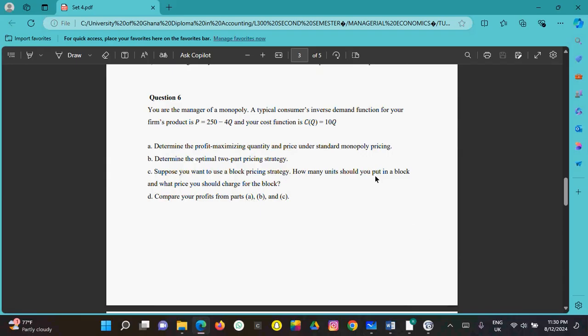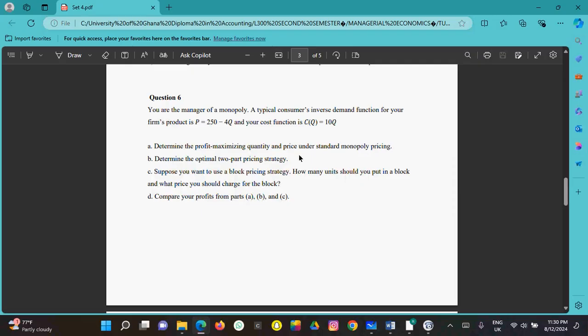All right. So question 6. Here is the pricing strategies. The first part was game theory. Here focuses on the pricing strategies. So you are a manager of a monopoly. A typical consumer inverse demand function for your firm's product is P equal to 250 minus 4Q, and your cost function is 10Q.